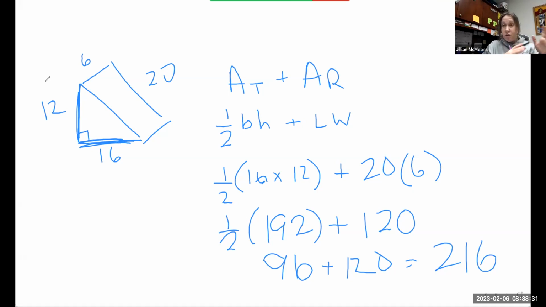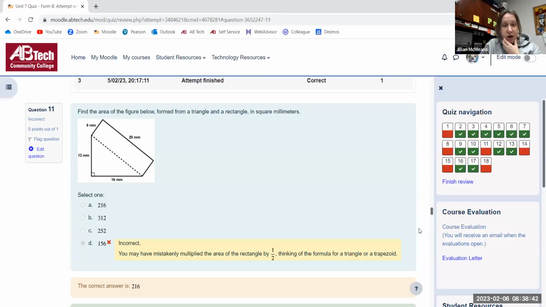So find the area of the triangle, find the area of the rectangle, and then just add the two. You should get 216 millimeters squared. Again, without seeing your work, it's hard to tell where the 156 came from.